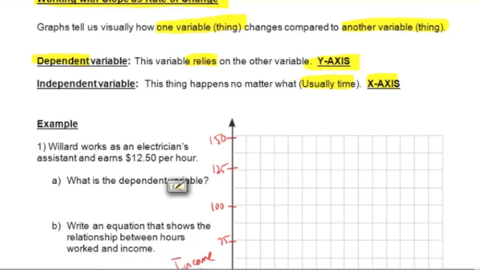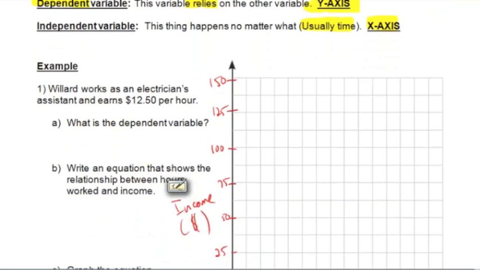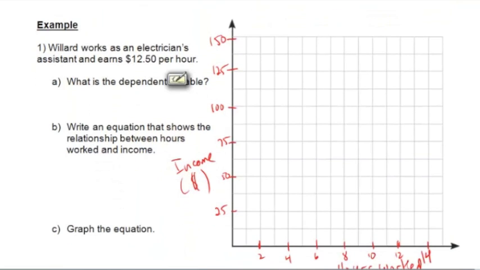Looking at a couple examples here, this is an example that we can all relate to. Willard works as an electrician's assistant and earns $12.50 per hour. What is the dependent variable? Well, the dependent variable will be his income. His income is going to depend on how many hours he works. Write an equation that shows the relationship between hours worked and income.